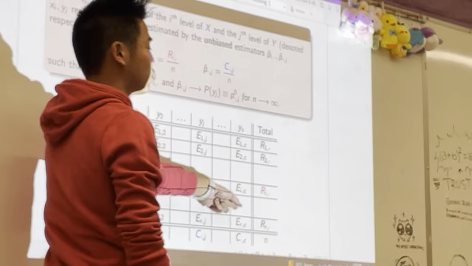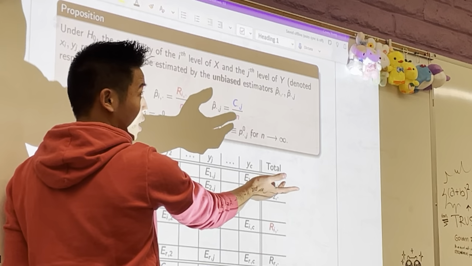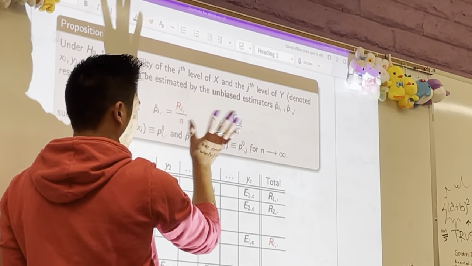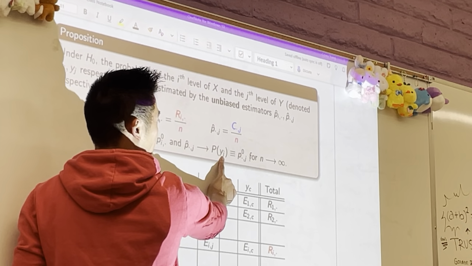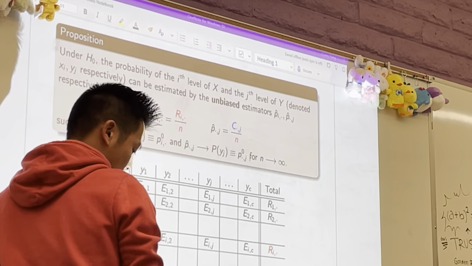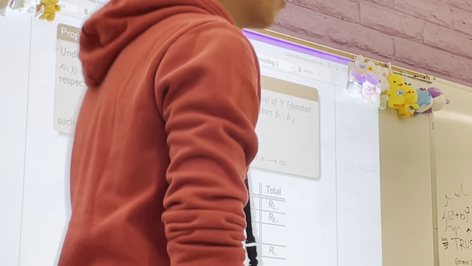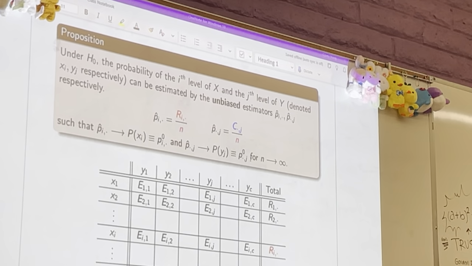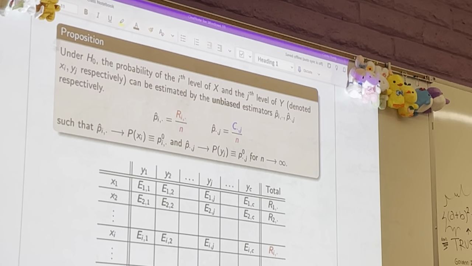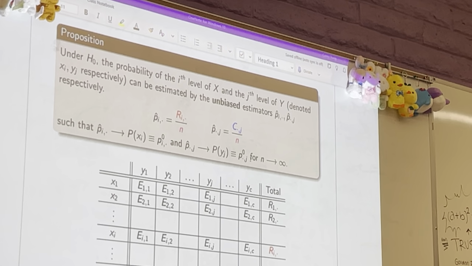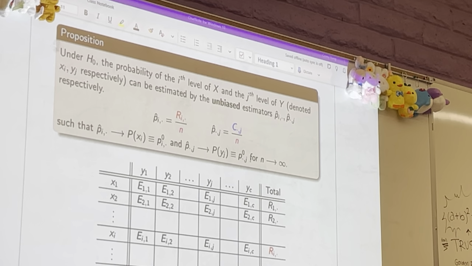to the total right there. So I'm just taking this ratio, and by, again, law of large numbers and unbiased estimators, all that business, as n grows, this should converge to the probability of y sub j. Okay? So that's my proposition, that those proportions should converge to those probabilities. So with that, I could find the expected counts. But now I found the probabilities that I wanted.